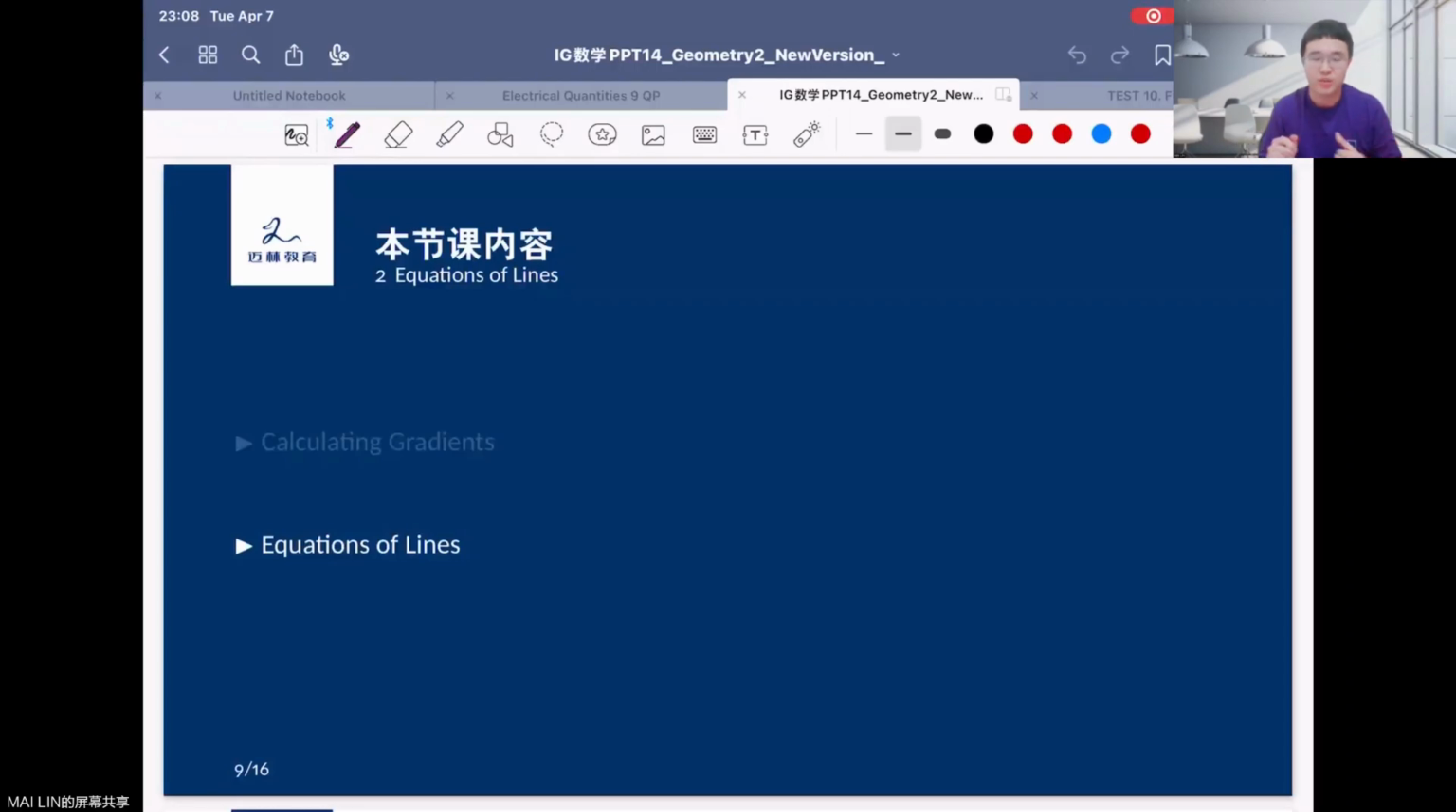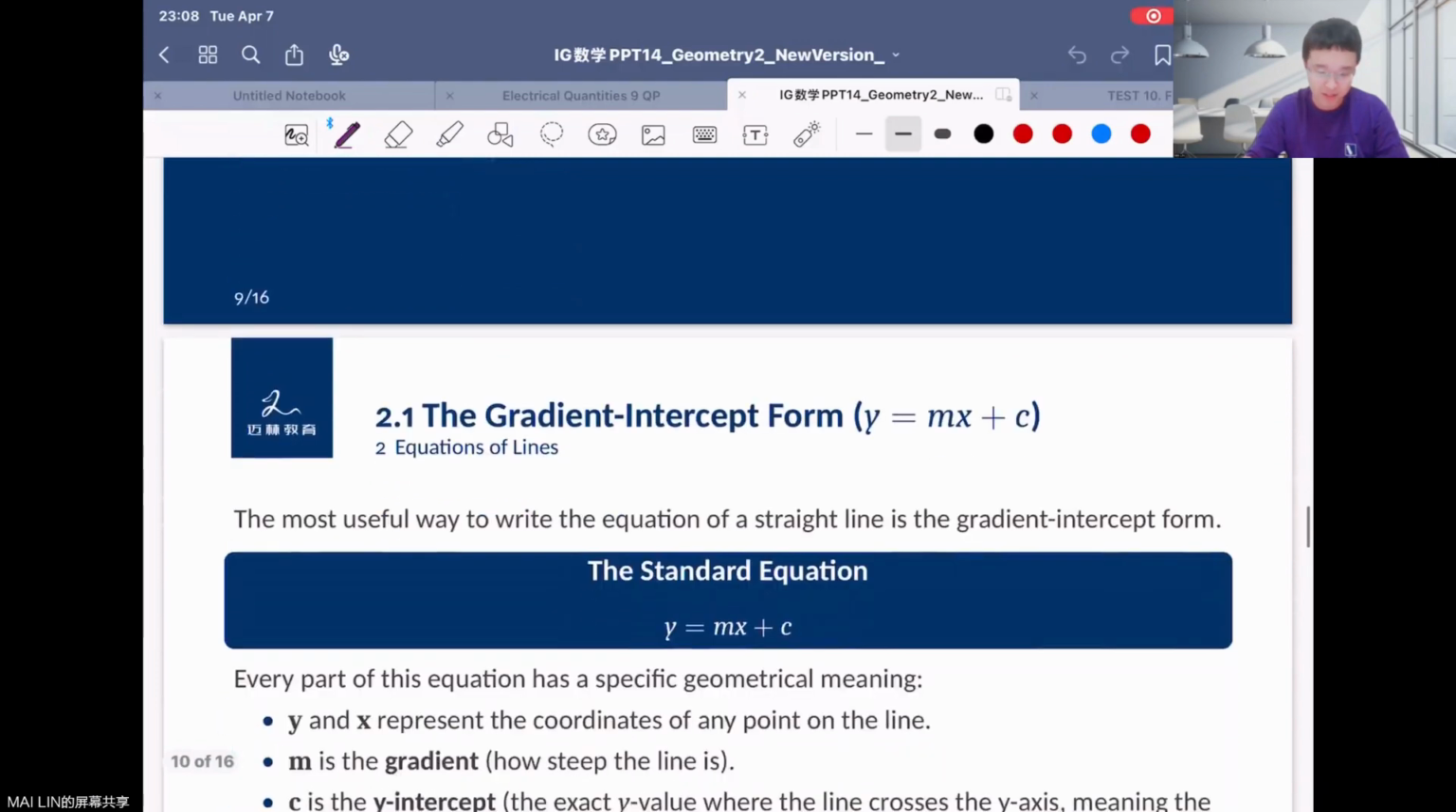Hello guys, today I'll talk about the equations of lines, okay? So let's move into the first part of the equations of lines, okay?